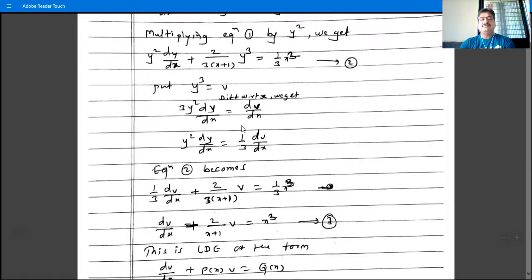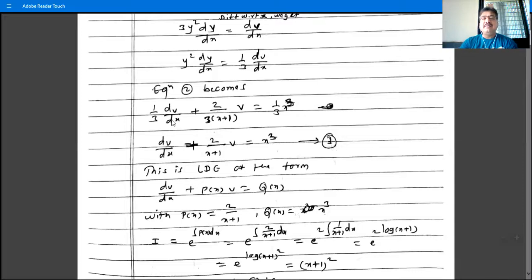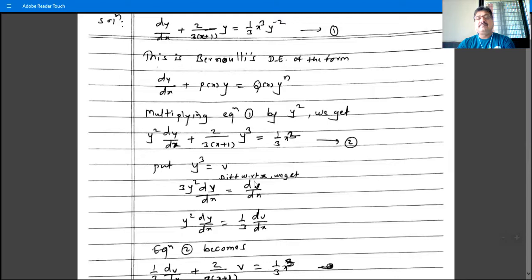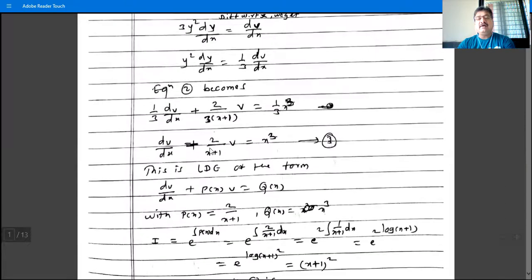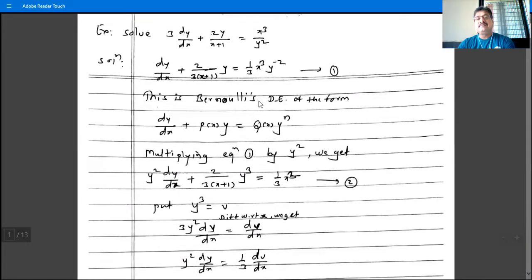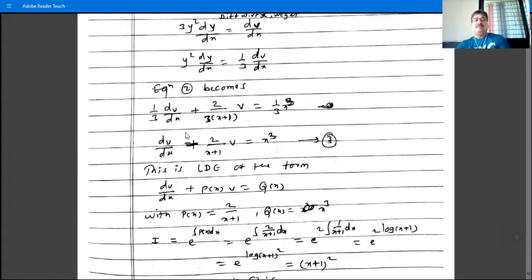Substituting here, equation 2 becomes (1/3) dv/dx + (2/(3(x+1)))v = (1/3)x³. Multiplying throughout by 3, we have dv/dx + (2/(x+1))v = x³, and this is equation number 3. Now this is a linear differential equation. So how can we solve the Bernoulli's differential equation? By converting it into a linear differential equation. And now we know how to solve the linear differential equation.